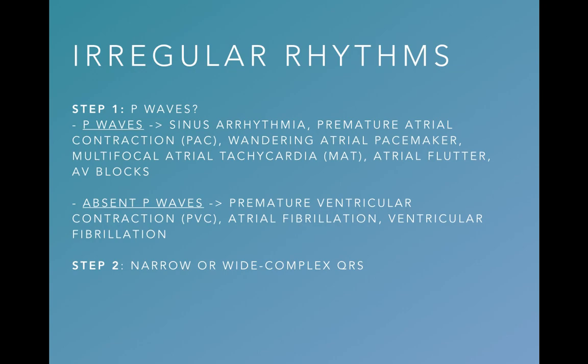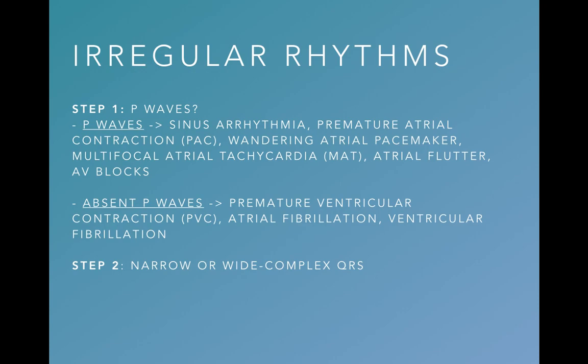So again, step one, look at the P waves. Are there P waves? If there are, then it might just be a sinus arrhythmia. You might have a PAC or wandering atrial pacemaker, multifocal atrial tachycardia, which I'll explain all these, AFib, or aflutter, I shouldn't say AFib, and certain types of AV blocks.